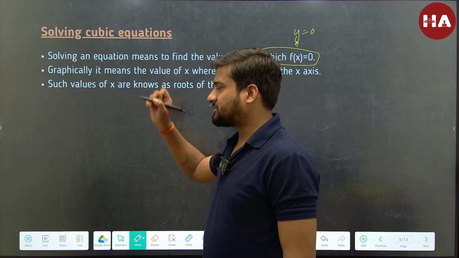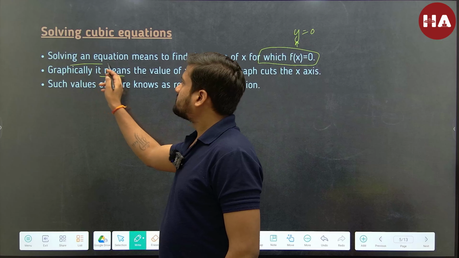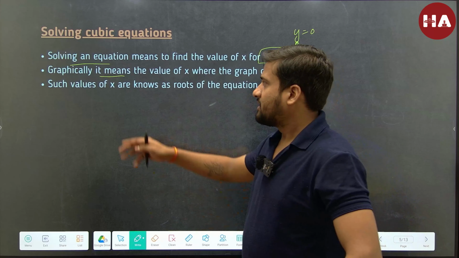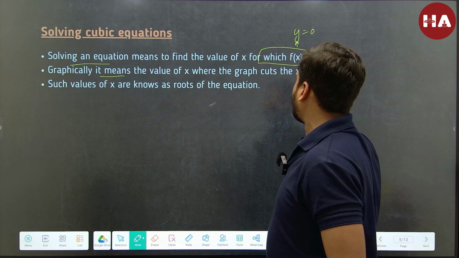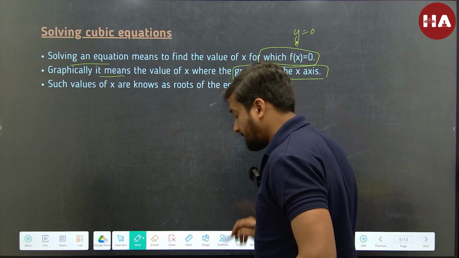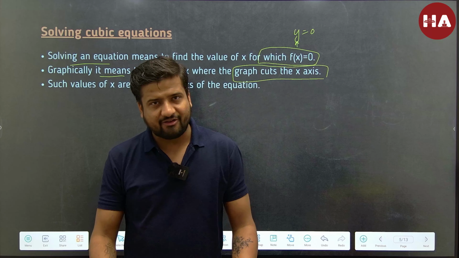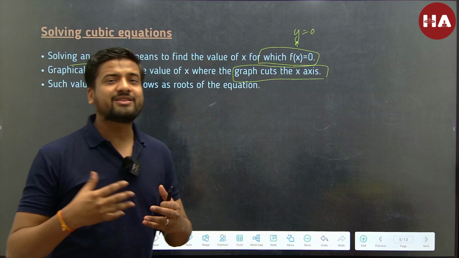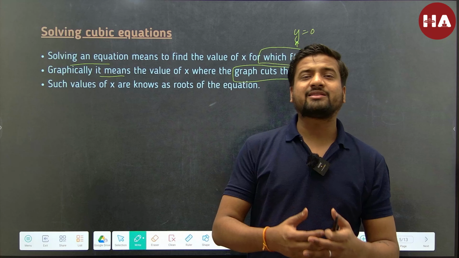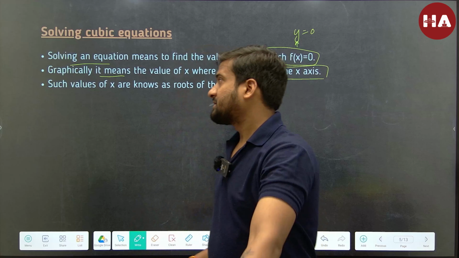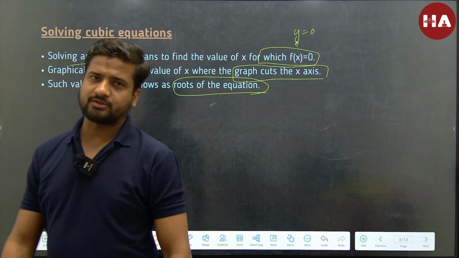All right, the next point says graphically, it means solving the equation. Graphically, solving an equation means finding the value of x where the graph cuts the x-axis. This is very important. Students don't even know what it means to solve an equation graphically, right? Whenever you are solving the equation graphically, it means I have to find the values of x where the graph will cut the x-axis. These values are also known as roots of the equation.